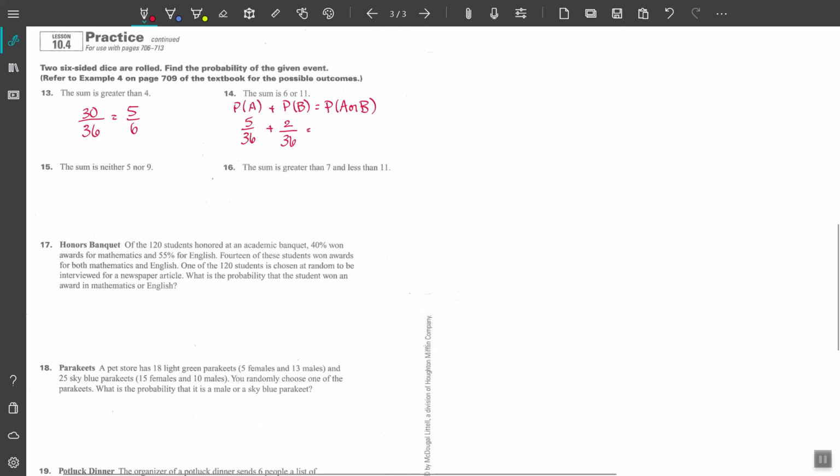So the probability of A plus the probability of B gives you the probability of A or B happening at 7 out of 36 rolls.